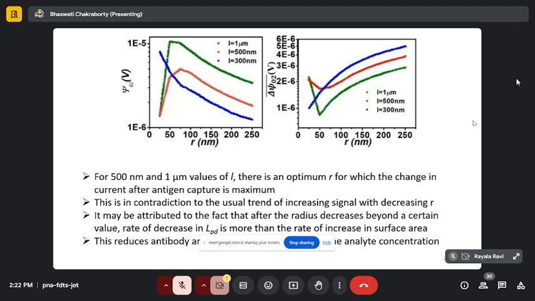And this is a clear contradiction with the usual trend, which is increasing signal with decreasing R. It can be attributed to the fact that after the radius decreases beyond a certain value, the rate of decrease in liquid penetration depth is actually more than the rate of increase in surface area.